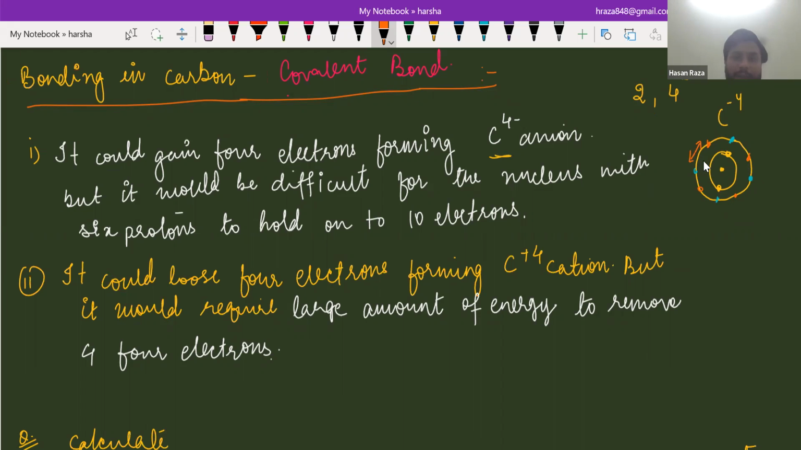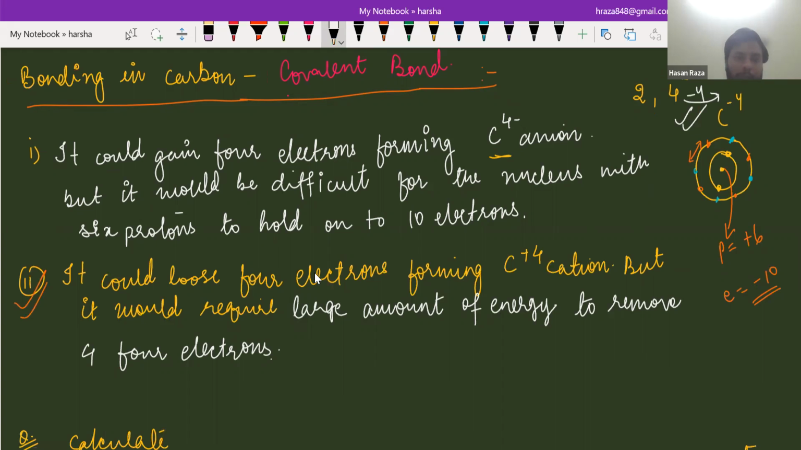So there will be a high repulsion between electrons, and since the total electrons increased, you can see proton is only 6, that means plus 6, and electrons are -10. So the electrons will continuously withdraw or attract protons, which destabilizes it. That's why it will not gain 4 electrons. Now come to the next point, which is also very important. In order to stabilize, it can lose 4 electrons.